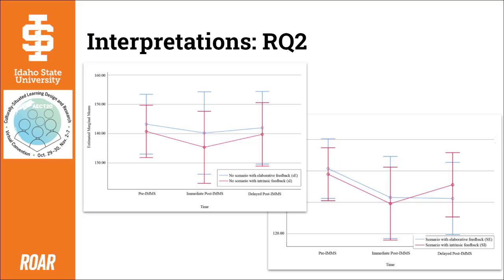We should also note that the 2 largest drops in overall motivation scores were the 2 groups that both had the scenarios. The scenario with elaborative and the scenario with intrinsic feedback both dropped approximately 9 points, which represents about a 7% drop overall. The no scenario groups: one group dropped 3 points, while the other group dropped about 5 points, representing something along the lines of 1% and 1.7%.